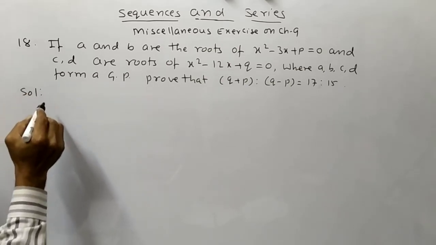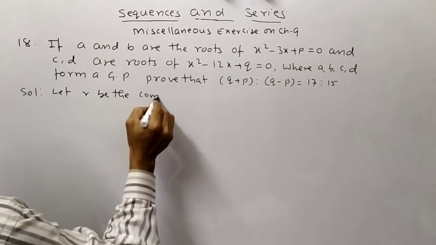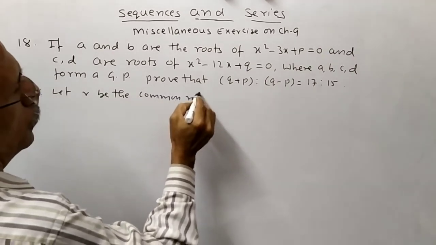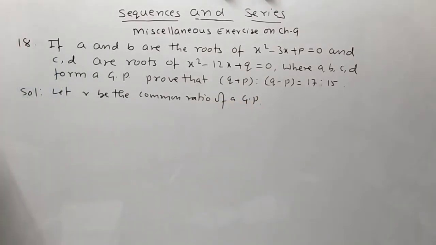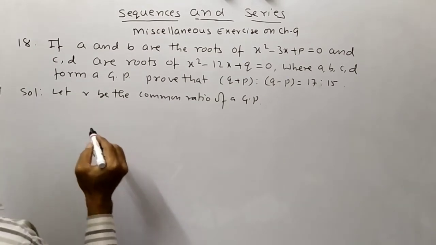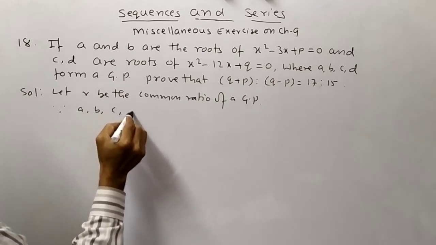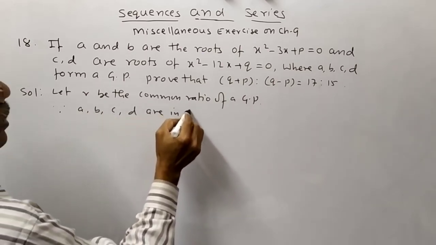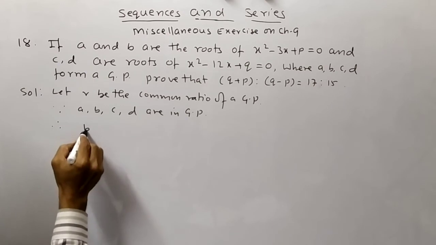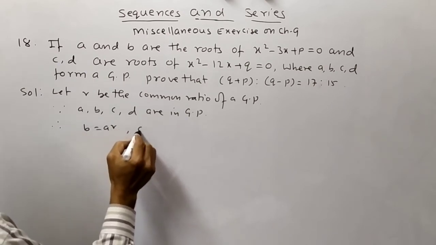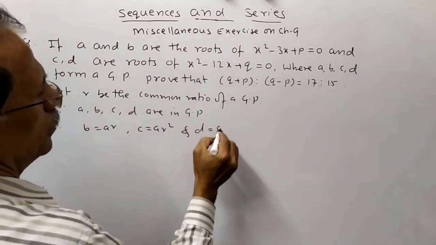Solution. Let r be the common ratio of a GP. Since A, B, C and D are in GP, therefore B is equal to AR, C is equal to AR square and D is equal to AR cube.